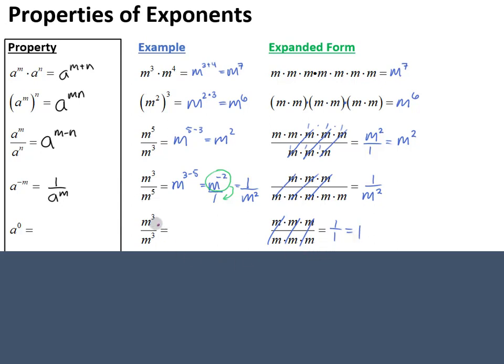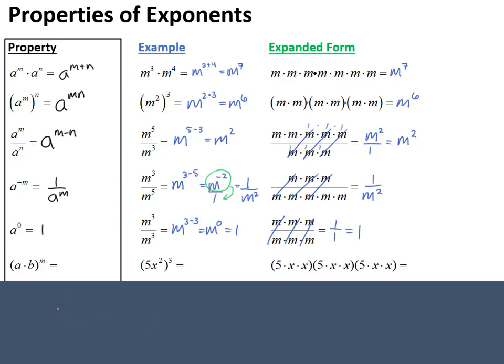Similarly, if I thought about this using this rule, if I'm dividing two things with the same base, we can subtract their exponents in the order of the top minus the bottom. So 3 minus 3, which gives me an exponent of 0. But looking over here, we know everything would cancel out in the top and bottom, or that anything divided by itself should equal 1. And that's where this property of exponents comes from. Anything to the 0 power will always equal 1.